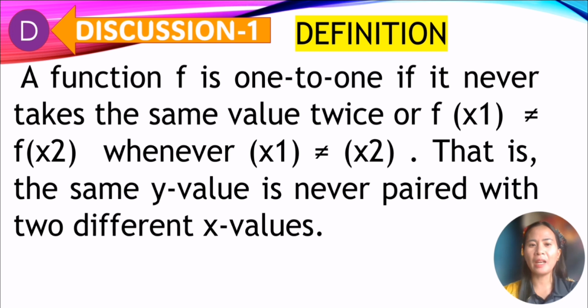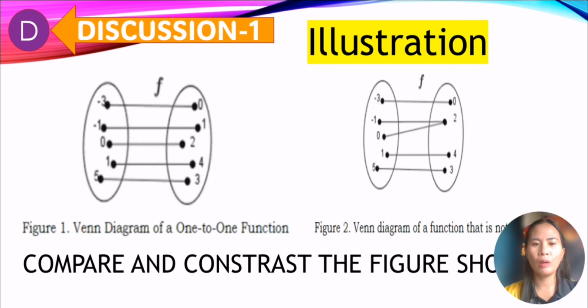To clarify it, let's have some example. Okay, take a look on this figure. Figure 1 is an example of one-to-one function. As you can see, all elements in column 1 is being paired to only one element in column 2. While in the second figure, as you can see, negative 1 is being paired to 2 on the right side, while 0 is still paired to 2 on the right side. I hope you understand.